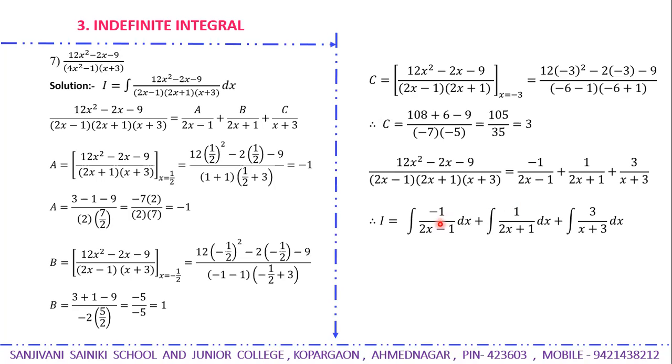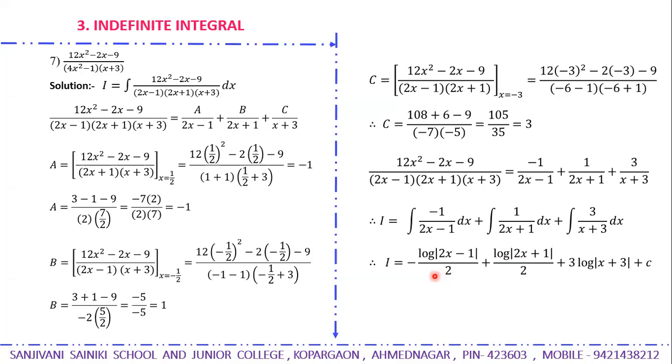Integrate with respect to x. So minus log of 2x minus 1 upon 2 plus log of 2x plus 1 upon 2 plus log of x plus 3. Okay, so we can take 1 upon 2 common from these two. So log of 2x plus 1 upon 2x minus 1 plus 3 times log of x plus 3 plus c.